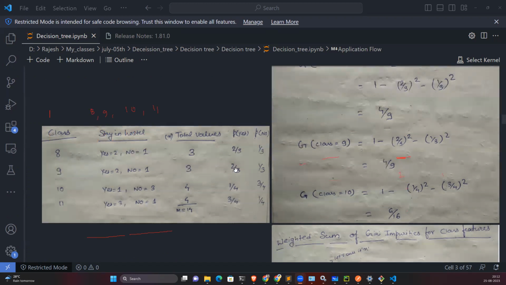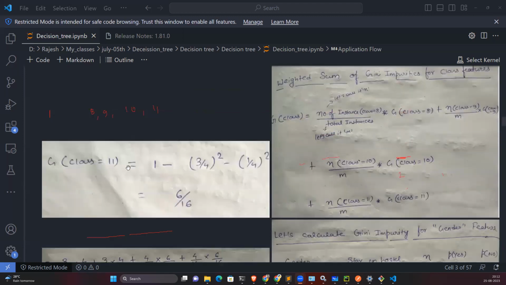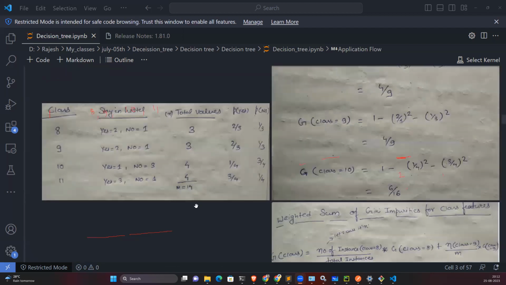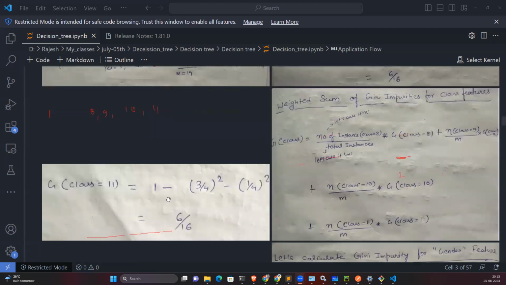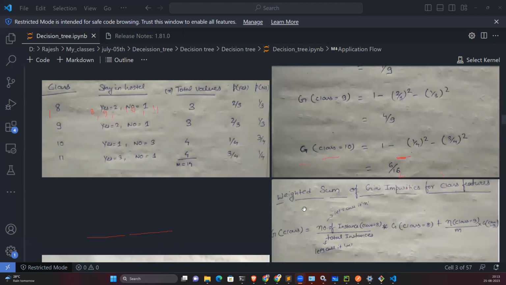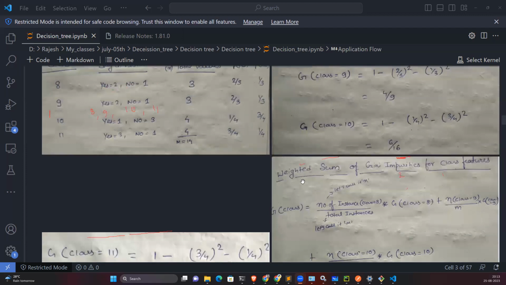Now the class feature, sorry, in class 11 also it's left, right? In class 11, I think 4 students: 3 are staying in hostel, 1 is not staying. And the answer is 6 by 16. So now I created a table: class 8, yes 2, no 1; class 9, yes 2, no 1; class 10, yes 1, no 3; class 11, yes 3, no 1. We are going to calculate the total value, 14, and the probability of staying in hostel and not staying in hostel. Now we are going to calculate the weighted sum of Gini impurities for the class feature. Just a minute.